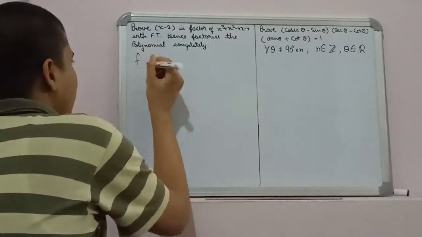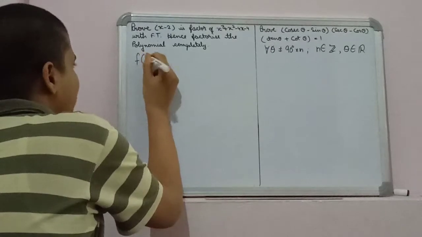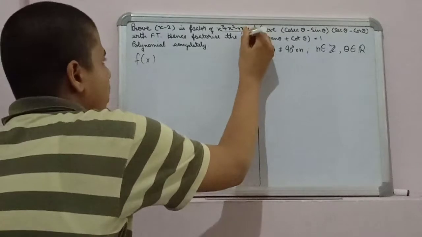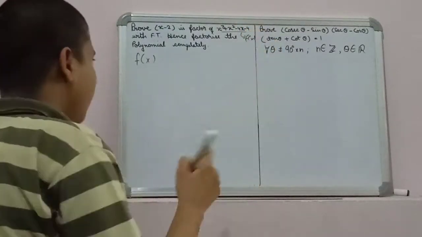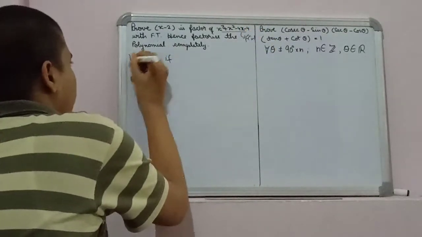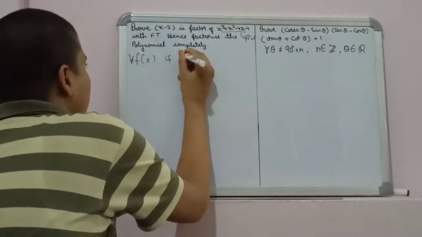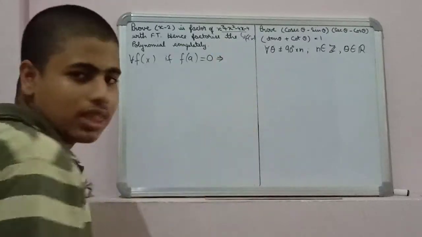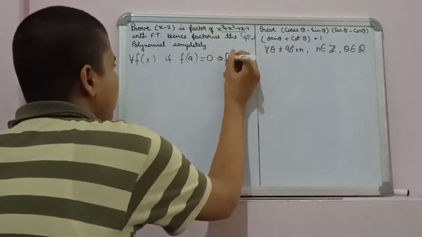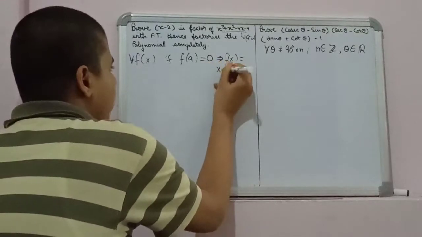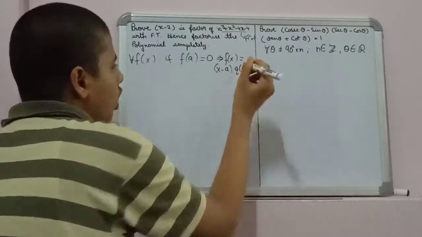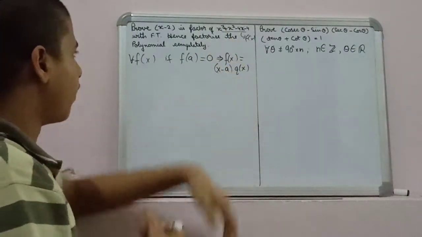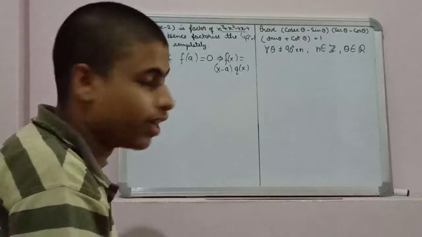The factor theorem says that for a polynomial f of x, in this case this is our f of x, if f of a is equal to 0, that means that f of x can be written as x minus a times some polynomial q of x, or x minus a is a factor of f of x, or x minus a divides f of x.